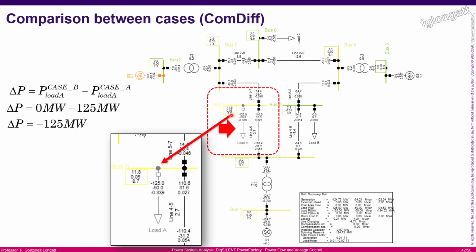If you look at the results using the difference command, we can see here the difference. In this case, it is showing that the active power is minus 125. But what we are showing here is that the active power dropped 125 megawatts.